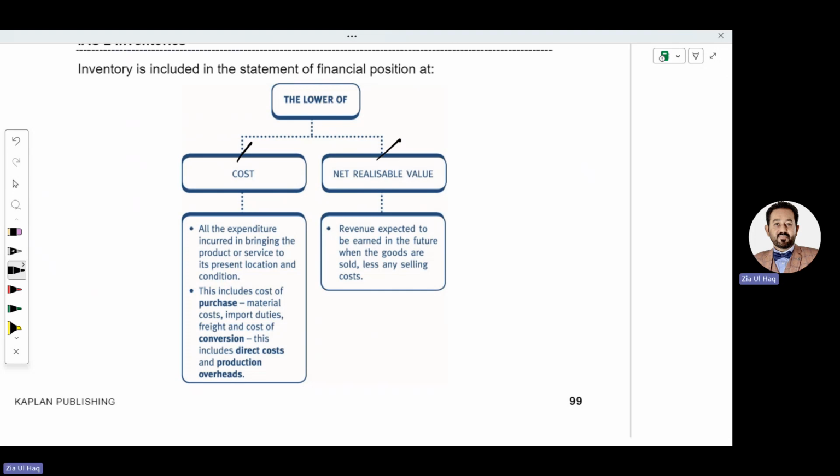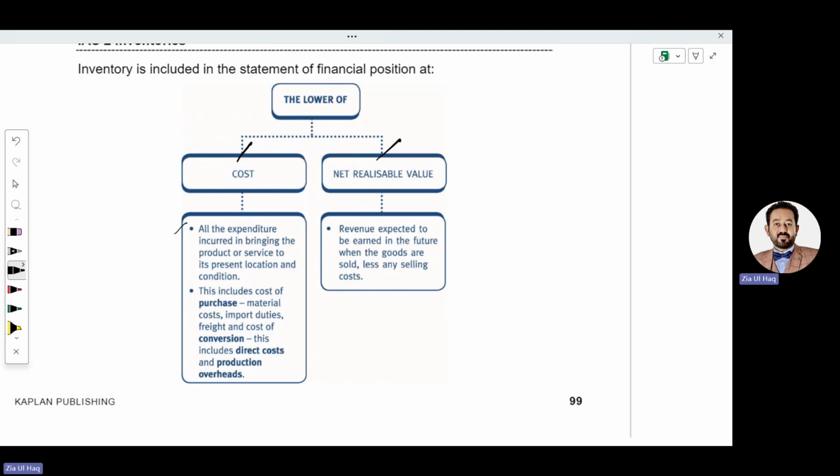What should be included in the cost? All the expenditure incurred in bringing the product or service to its present location and condition. That means all the expenditure incurred to put the inventory into its present location for sale will be called cost. In work in process, what is involved other than raw material? Labor expenses, electricity expense, building rent are also included in work in process and finished goods. So that will be part of inventory cost.